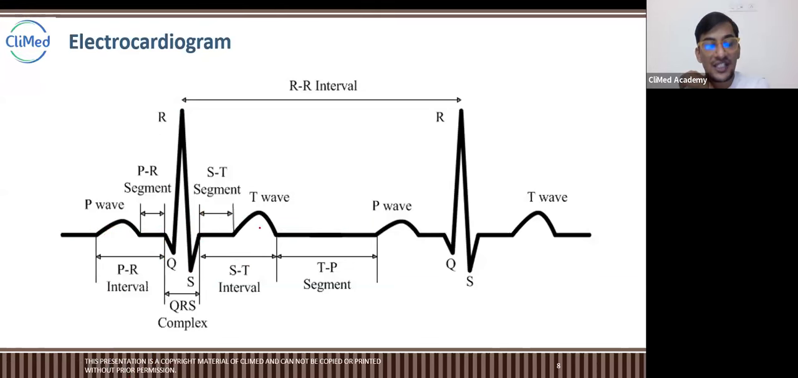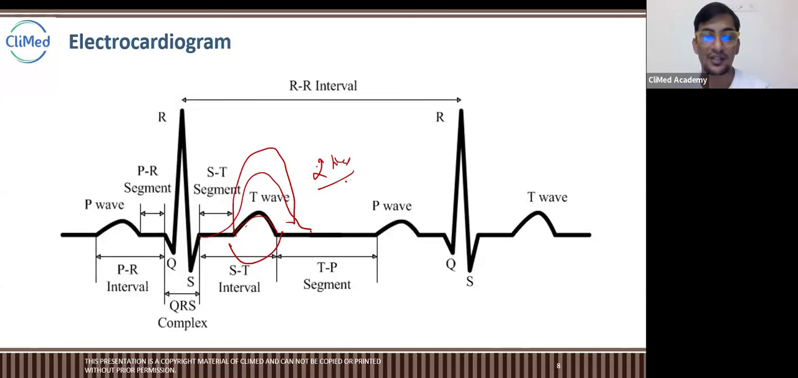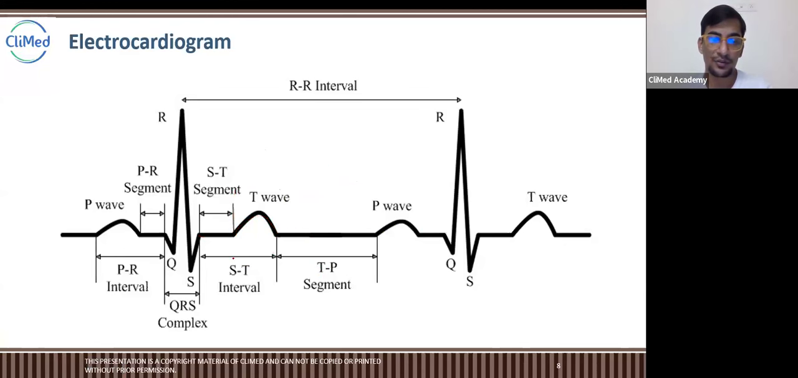And then this is the T wave. Either the T wave will be inverted or it will be elevated. This is the normal T wave. Elevated means it will be elevated like this, too much elevation, at least two times higher than normal. In the ECG, duration is counted in time, and this is the normal ECG.